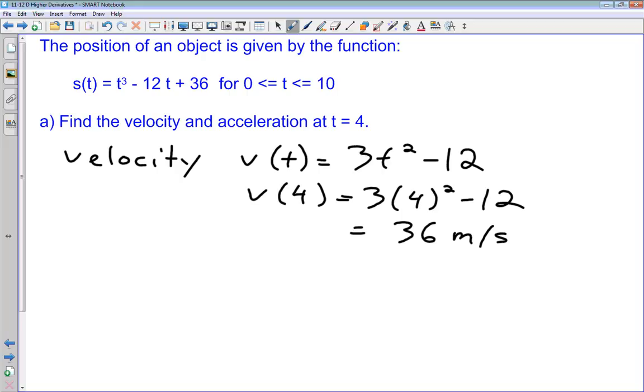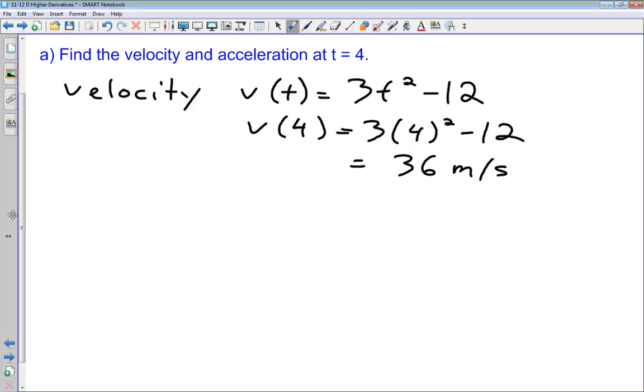And we took the derivative of our position function because we knew that velocity was the rate of change of position with respect to time. Well, next up we want to find acceleration. What is acceleration? Well, acceleration is how our velocity is changing. It's the rate of change of velocity.